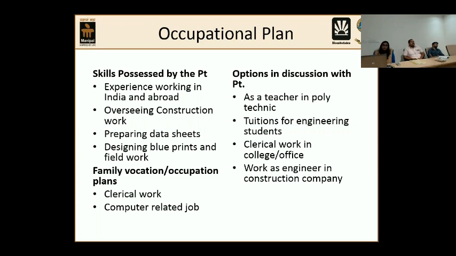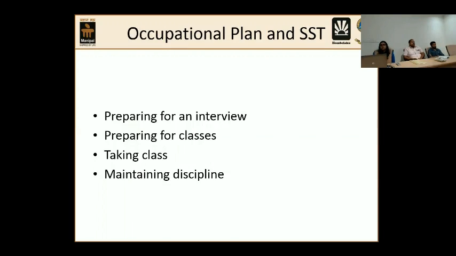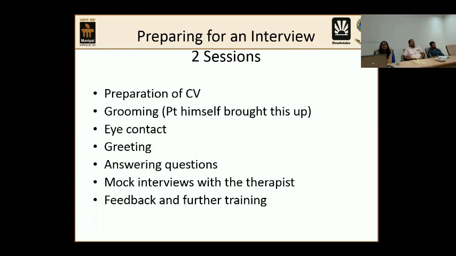So in light of this, we thought of making a new social skill training plan in light of his vocational plan. We started off by focusing on preparing for an interview, preparing for classes, training for taking a class, and maintaining discipline in the class. At this point, another therapist was involved in preparing for the interview. This was done in about 2 sessions. The therapist helped him to make a CV. If you remember, at one point of time, he would refuse to let the CV be uploaded, saying that people would steal it. However, he himself came up with making a CV.